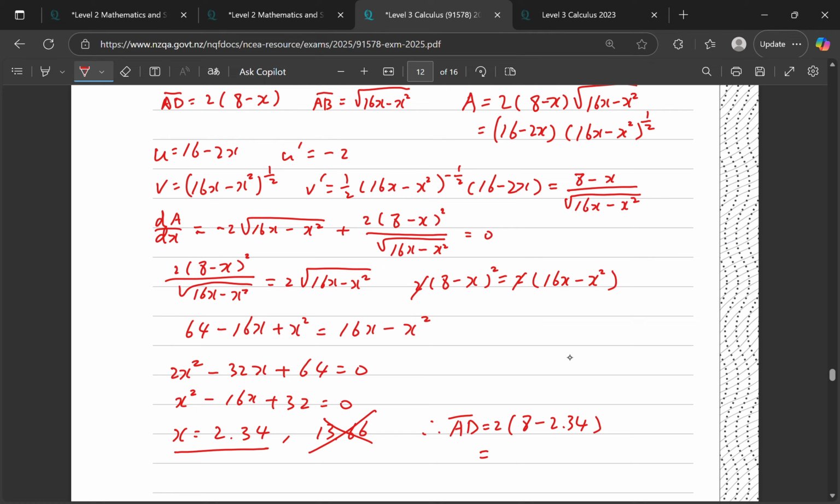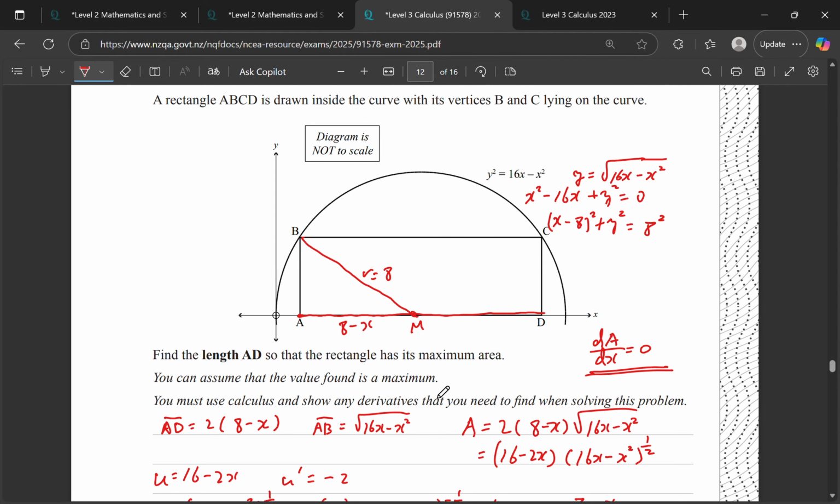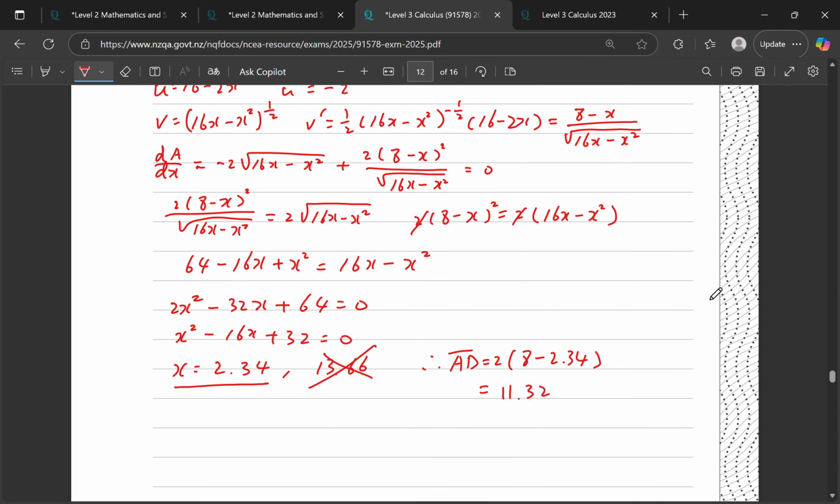That gives me 11.32. Is there a unit? No. So you just say 11.32 units should be the answer.